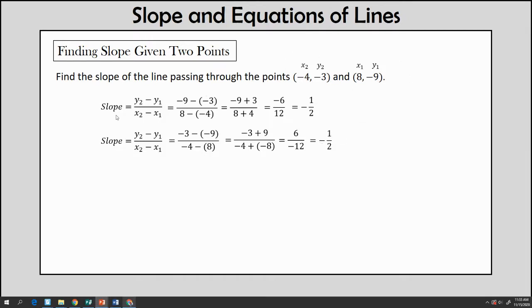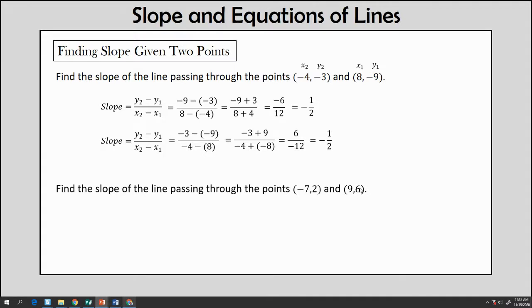So the point here is it doesn't matter which ordered pair you call 1 and which ordered pair you call 2. You just load it in correctly, and you're going to get the same answer no matter how you go about it. Okay? So let's talk about the slope of a line going through these 2 points.